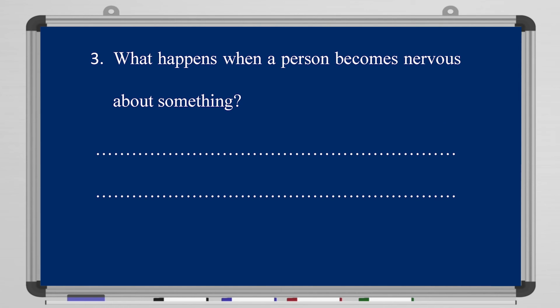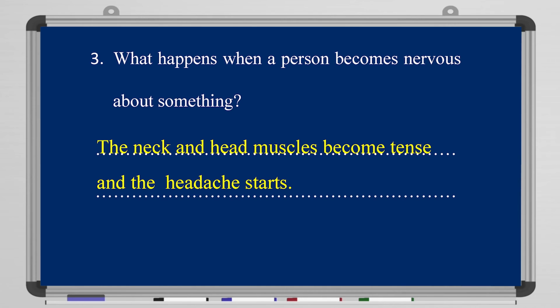What happens when a person becomes nervous about something? When they're very nervous about something, what happens? The neck and the head muscles become tense and the headache starts. It is in that passage, in that paragraph. So go back to it, okay?